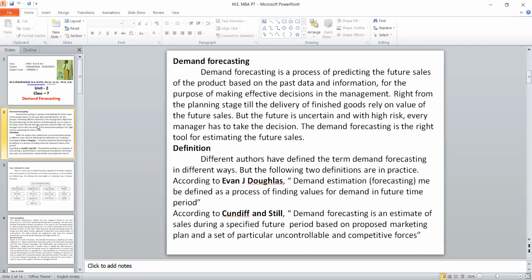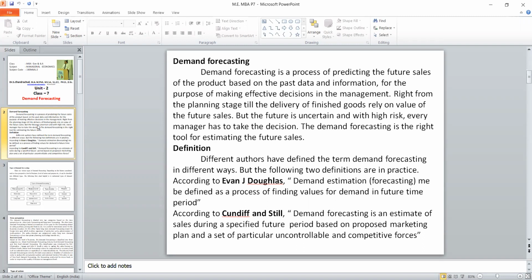Similarly, the other definition, and still this is the more appropriate definition. Most of the time they may mention this author's name and ask, so by that time you should write the second definition only. The definition goes like this: demand forecasting is an estimate of sales during a specified future period based on a proposed market plan and a set of particular uncontrollable and competitive forces.